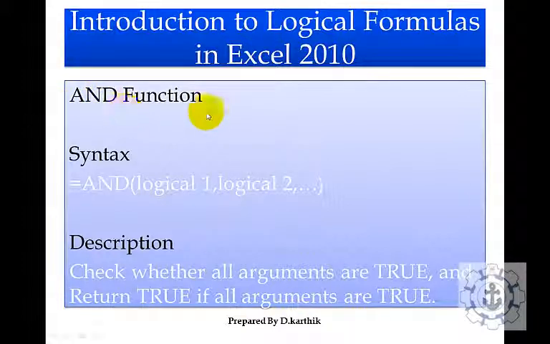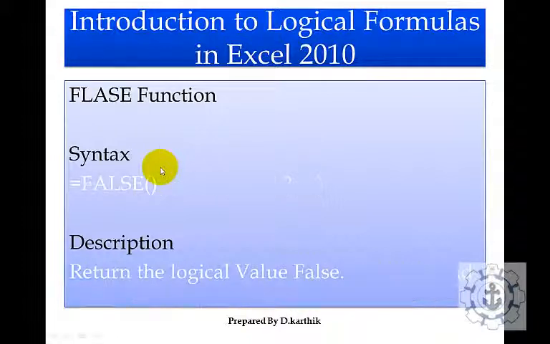First, we'll see the AND function. The syntax is equal to AND(logic1, logic2, ...). You can use a number of logics. Description: check whether all arguments are true. So here logic 1 and logic 2, all the logics should be true, and it returns true if all arguments are true. If all logics are true, it will return true. If any one of the logics fails, it will return false.